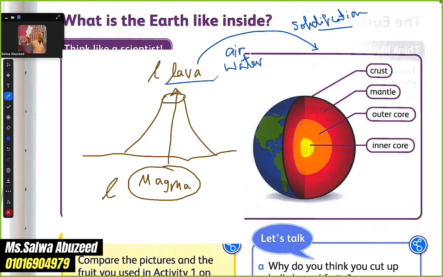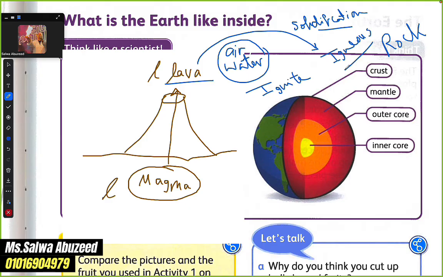So if the lava solidifies, it will turn to a rock, because this is a liquid rock. Lava is molten rock, liquid rock. So once it touches the air, water, rain, snow, temperature, anything surrounding it, it will turn to a rock. If you're good in English, we know that the word ignite is related to fire. So the rocks over here are going to be called igneous rock. What's the meaning of igneous rock? Rocks on fire. Igneous rocks.